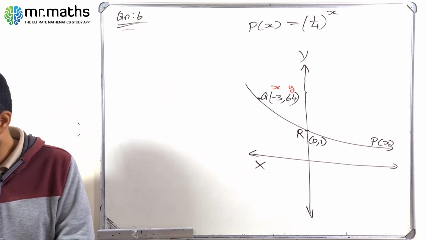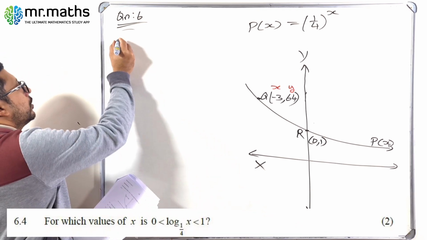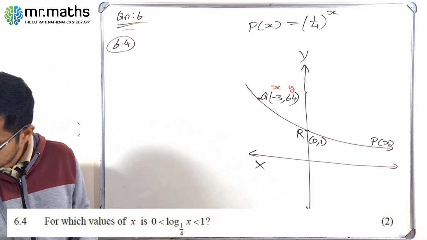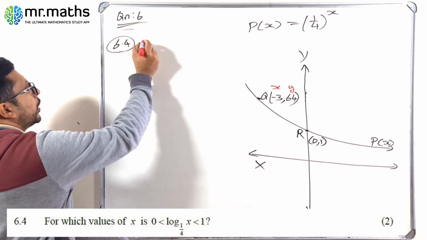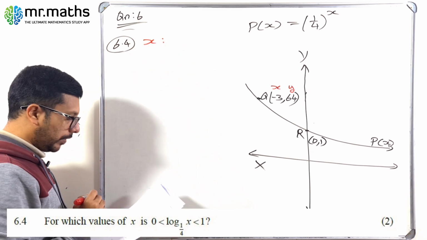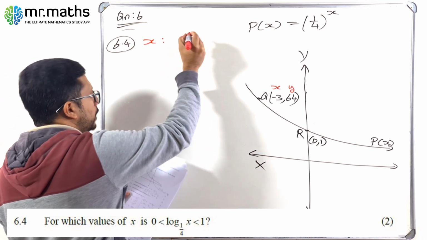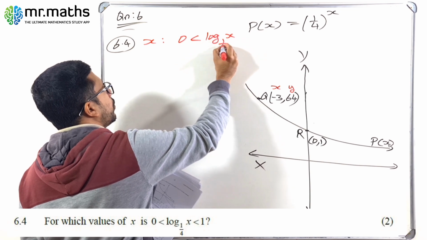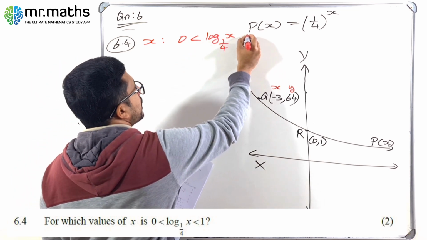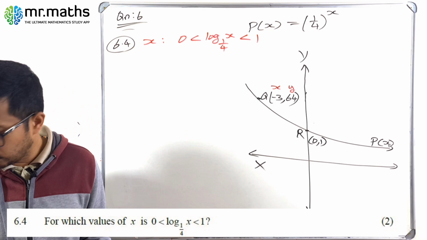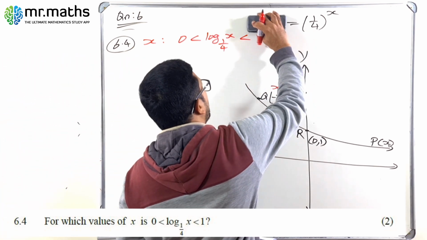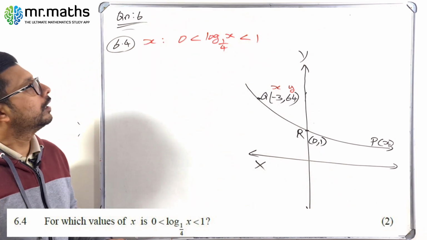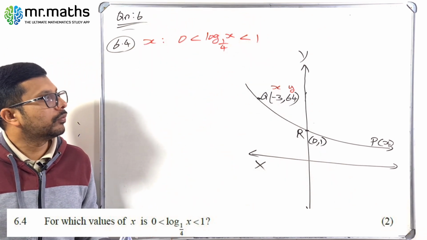Question number 6.4. What is that question? For which values of x? So there also you have to find the values of x. And what is the question? 0 less than log x to the base 1 over 4 is less than 1. So you have to find the values of x where 0 is less than log x to the base 1 over 4.